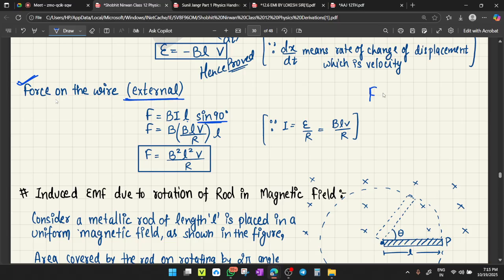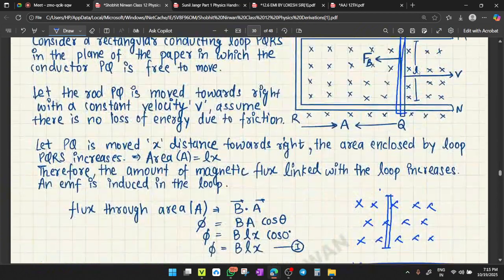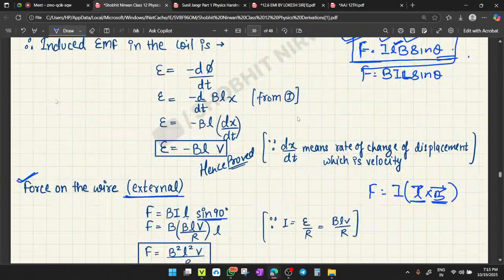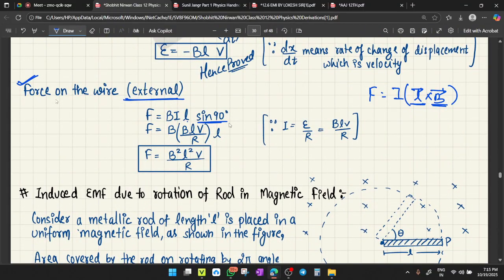The vector form of the force F is equal to I (L cross B). So you have to take the direction of the length vector and the magnetic field vector. Here the length vector is on the y-axis and the magnetic field is perpendicular inward, so the angle between L and B is 90 degrees. So this will be equal to BIL sin 90.